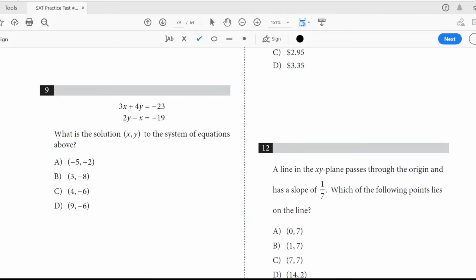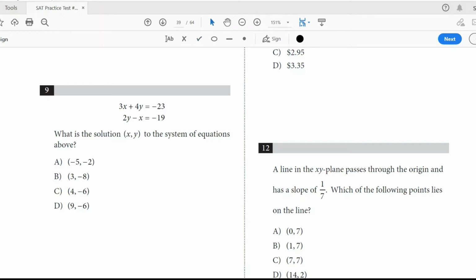Now, question number 9. This is actually a system of equations, right? There are a couple of ways to solve it. One is graphing, the other would be elimination, the other would be substitution. Since we do not have access to calculators, it's unreasonable to make a graph. Therefore, we're left with 2 ways.